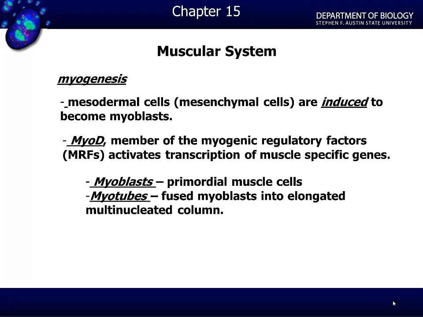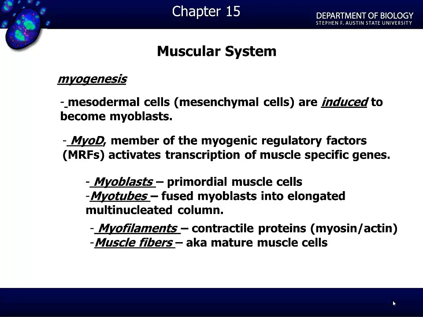Now, as we continue to be under the influence of our regulatory factors and we begin to express muscle-specific genes, certainly we know those are actin and myosin, or as we say in physiology, thick myosin and thin actin. Those are the myofilaments, and once we put all those into the contractile elements, form the sarcomeres, now we have a mature muscle cell, which we call a muscle fiber.